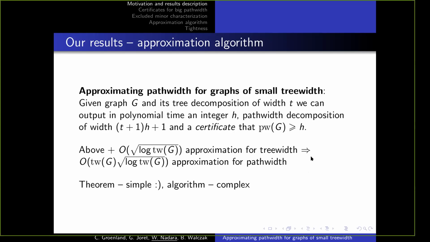The proof of this excluded minor characterization theorem will be simple, so I hope to explain it fully within this talk. The algorithm will be more complex, so I will try to explain a rough sketch of it, but I will not go into details.